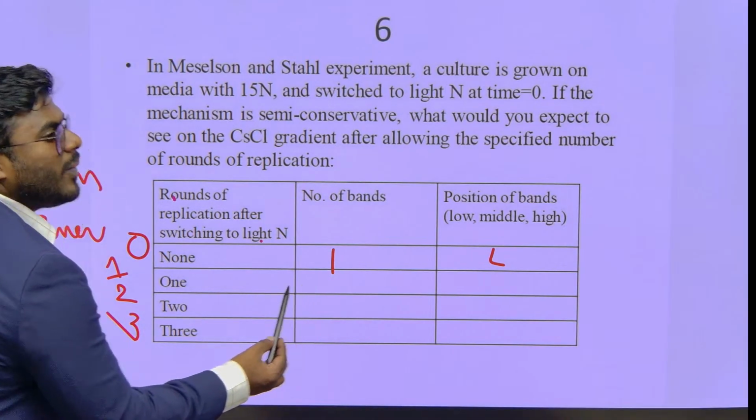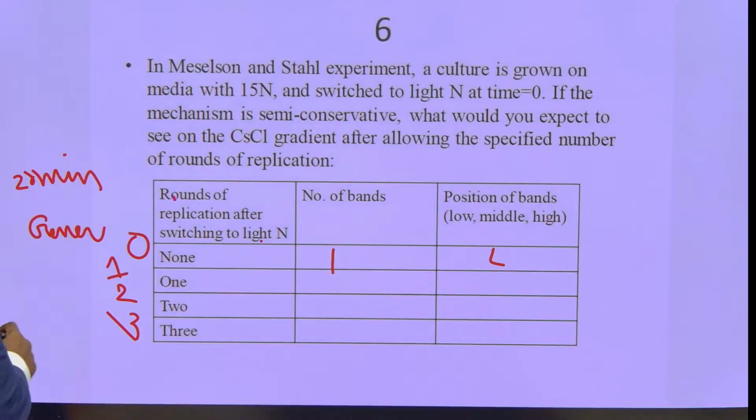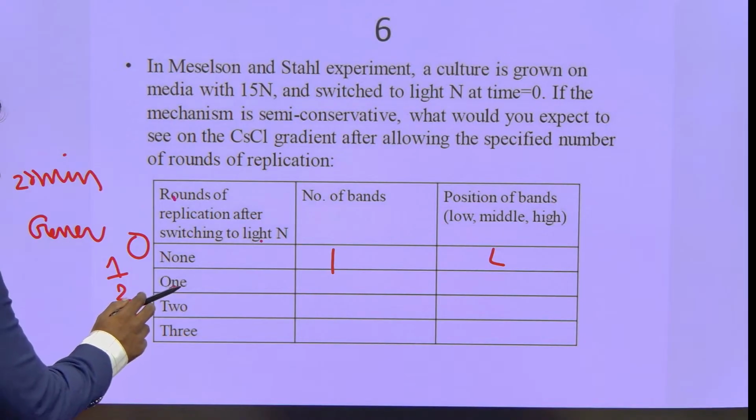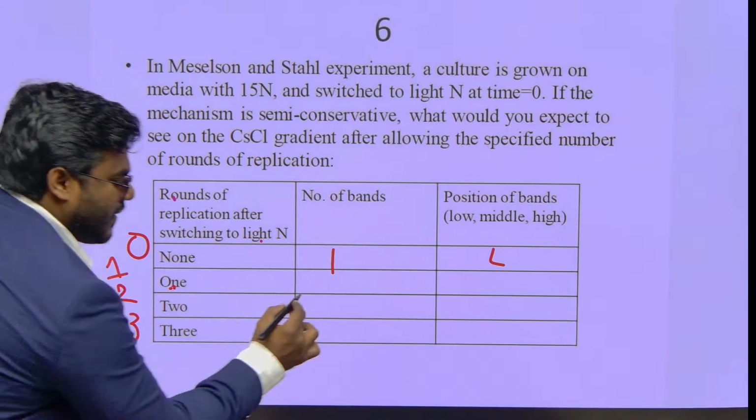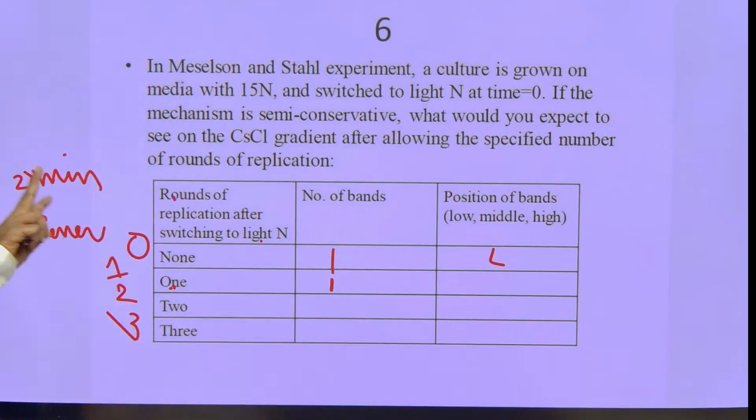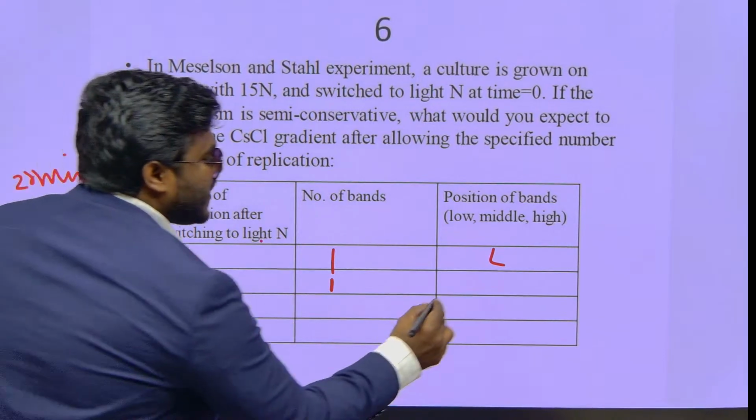How many bands we got? Intermediate means it is settled in the middle. How many bands we got? Only one. Intermediate doesn't mean 2 bands. Where it is settled, that is important. Okay, only one band. Position?